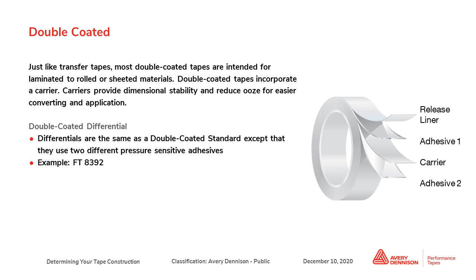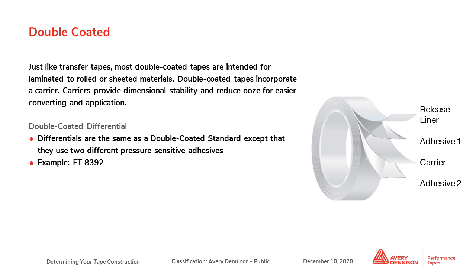Okay, now we have a little spin on the double-coated style. What's different about double-coated differentials versus regular double-coateds is that we're going to have two different adhesives sandwiching that carrier together, okay? An example of that would be FT 8392. And we have other examples in the core series as well, and there's reasons why we do this.